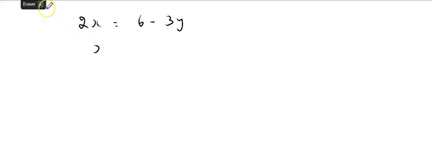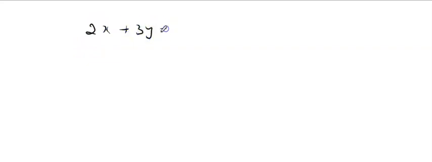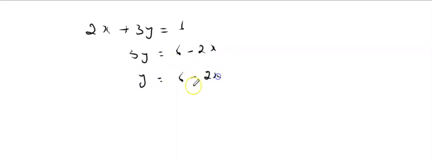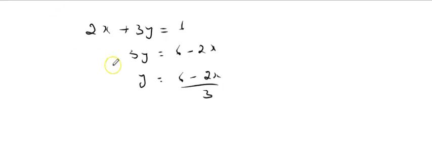Now we need to take it in terms of y. So it is now going to be 2x plus 3y is equal to 6, or 3y is equal to 6 minus 2x, or y is equal to 6 minus 2x divided by 3. I can rewrite this as y is equal to, taking 2 by 3 as a common factor, 3 minus x.